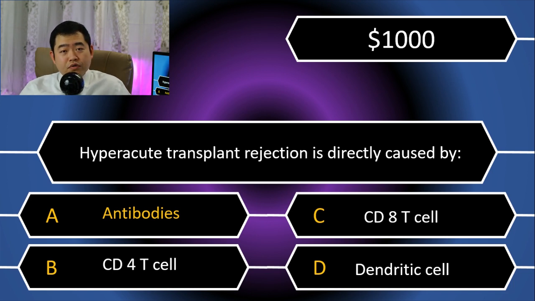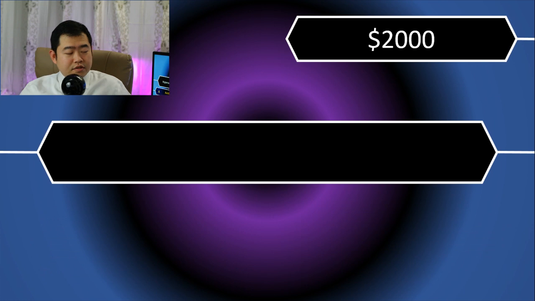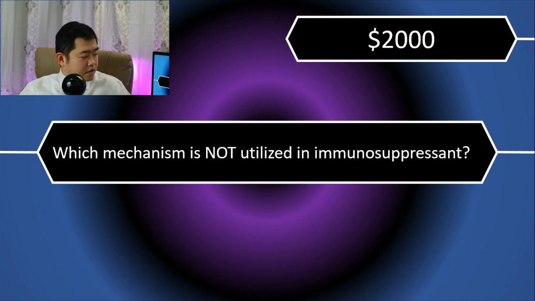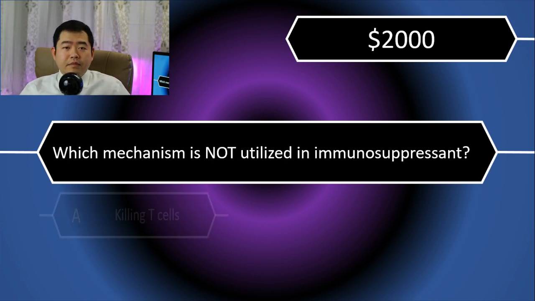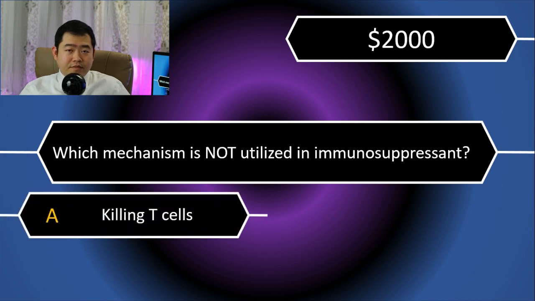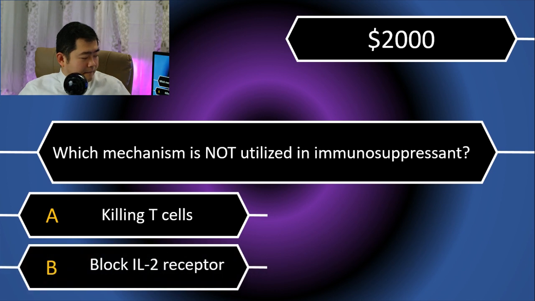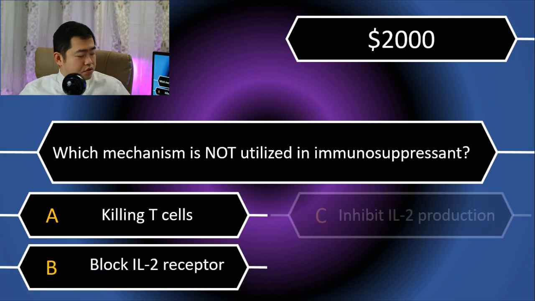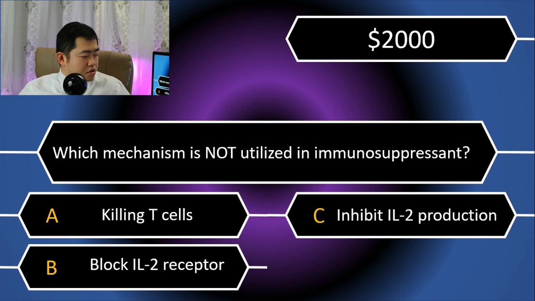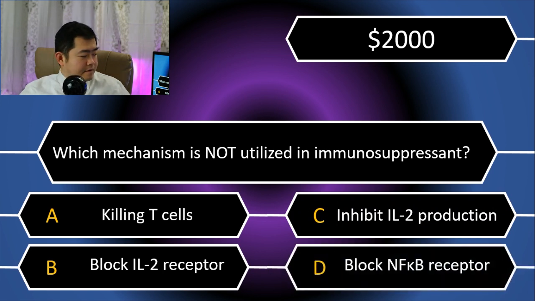Let's move on to the next question, the $2,000 question. Which mechanism is not utilized in immunosuppression? This is a pretty basic assessment again. A, killing the T cells, B, blocking IL-2 receptors, C, inhibiting IL-2 production, and D, blocking NF-kappa B receptors.